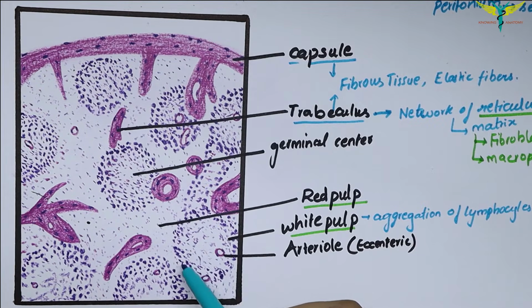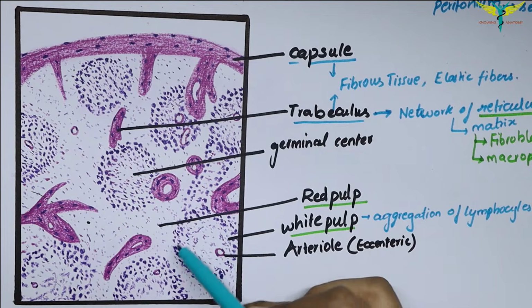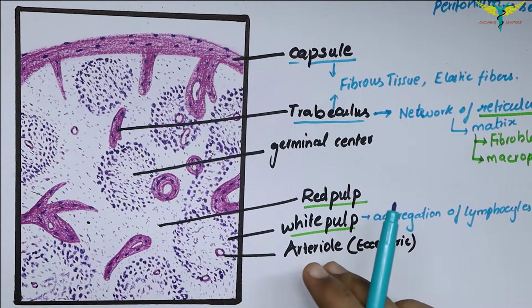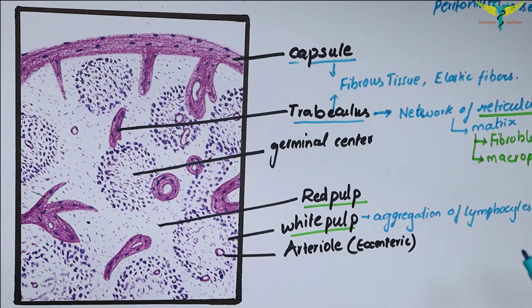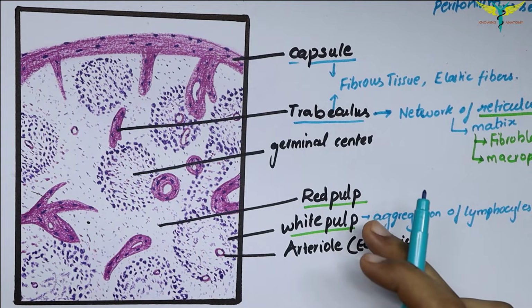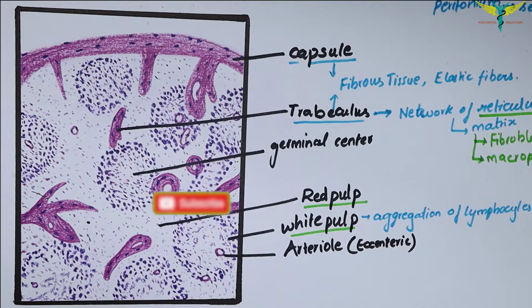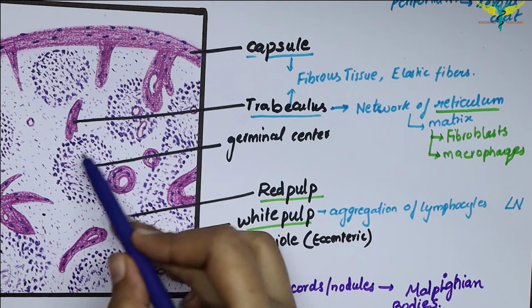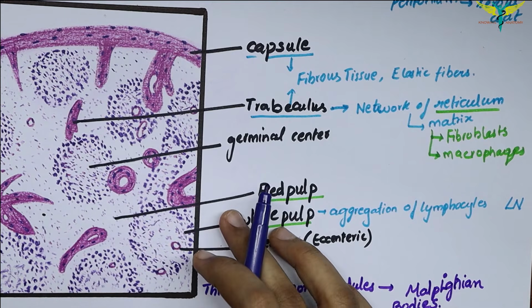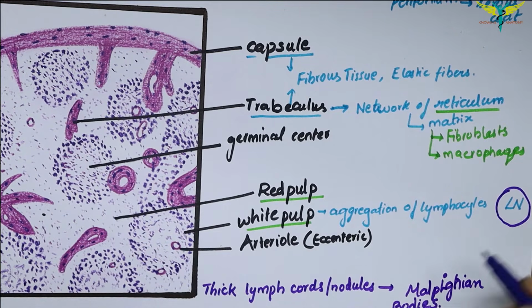So these are the cord-like aggregations of the lymphocytes, and at some places these cords get thicker and they contain lymphatic nodules. Those are similar to those seen in the lymph nodes, and these thickened lymphatic nodules are called the Malpighian bodies. And these nodules can be easily distinguished from the nodules of the lymph node by the presence of the arteriole, because the lymph nodules of the lymph nodes do not contain an arteriole.